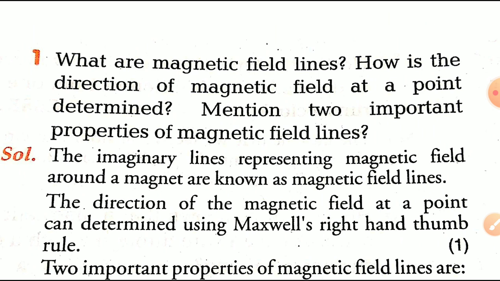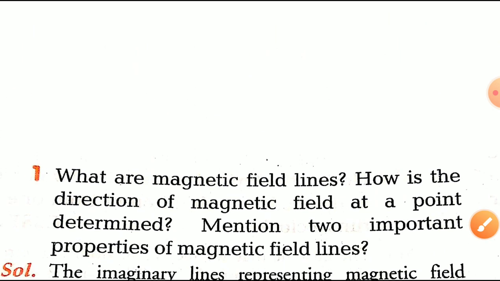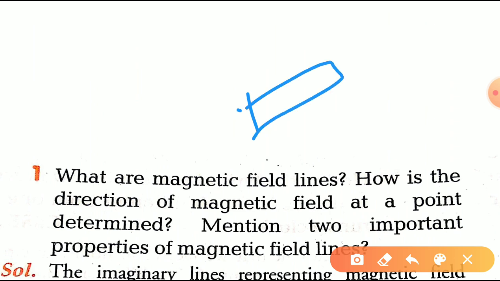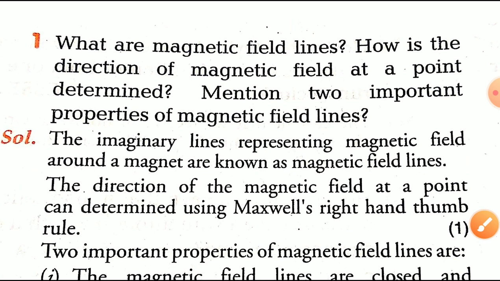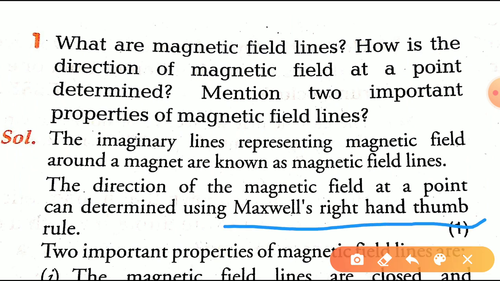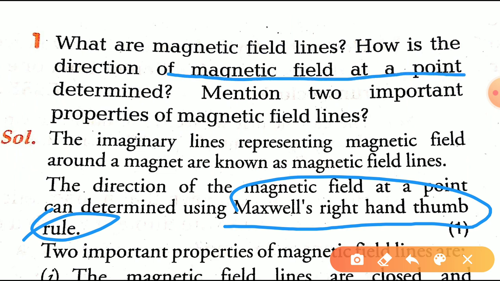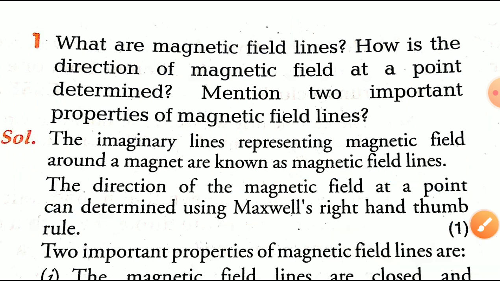The first question was what are magnetic field lines? So the imaginary lines representing magnetic field around a magnet. Suppose this is a magnet, so these imaginary lines are known as what? Magnetic field lines. The imaginary lines representing magnetic field around a magnet are known as magnetic field lines. Second question is how the direction of magnetic field is determined? It is determined by using Maxwell's right hand thumb rule. How to determine the magnetic field at the point? By using Maxwell's right hand thumb rule.